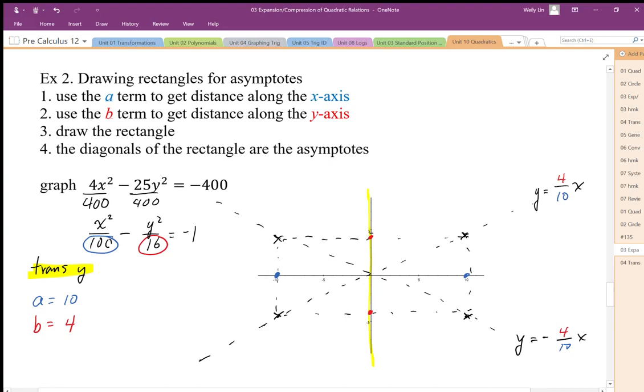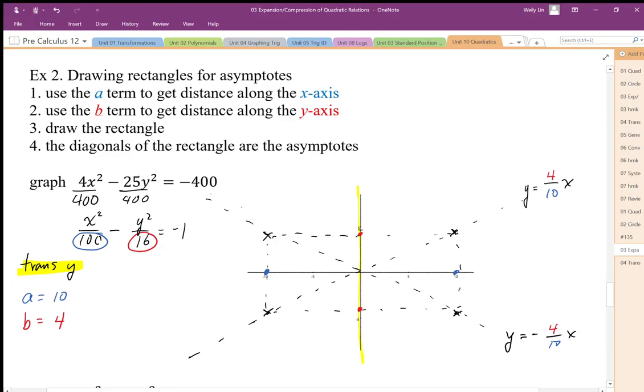So that's really all the work I have. Now the last thing is I just need to make sure that I draw along the right axis. So I don't want to draw along trans x. I'm going to draw it trans y. So I'm just going to follow the asymptotes, find the vertex, follow the asymptotes. So there it is. There's my graph. And it's a trans y graph with those asymptotes and those red vertices.